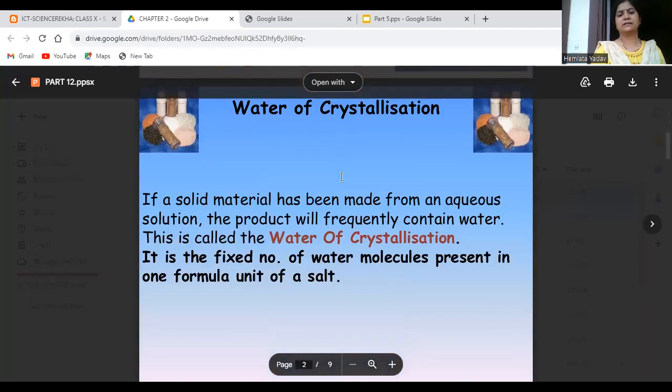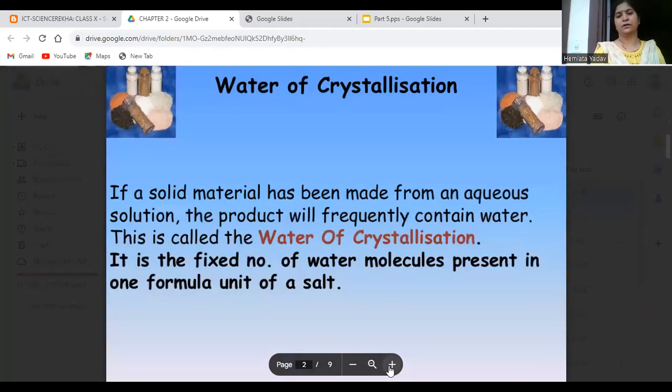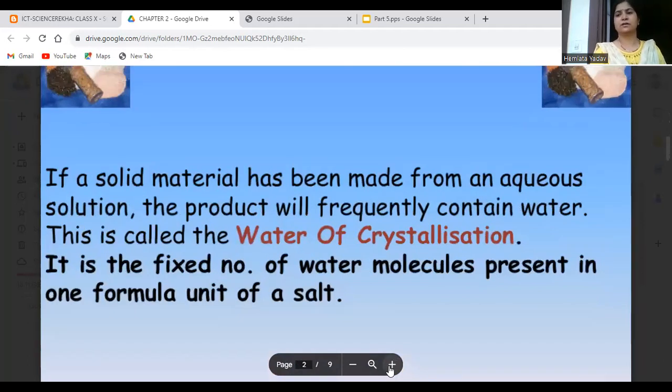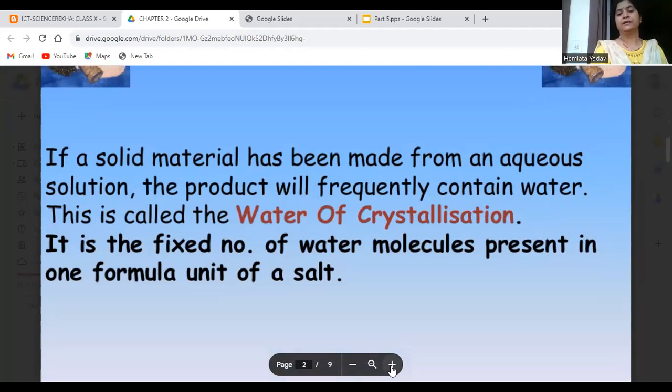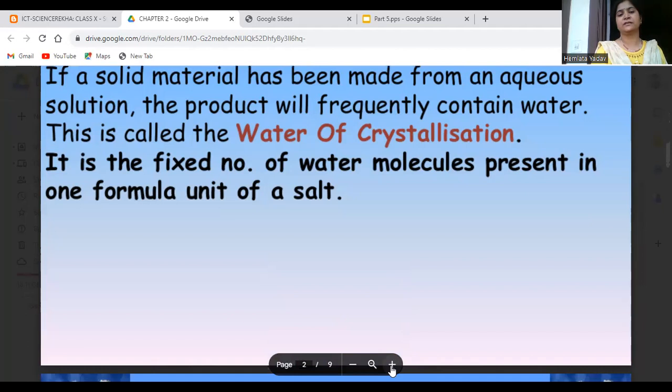Now, water of crystallization. If the solid material has been made from an aqueous solution, the product will frequently contain water. कोई भी क्रिस्टल सॉल्ट्स के अगर हमने क्रिस्टलाइजेशन की प्रोसेस से बनाए हैं तो उसमें वाटर तो होगा ही होगा. This is called water of crystallization. It is a fixed number of water molecules present in the formula unit of a salt.